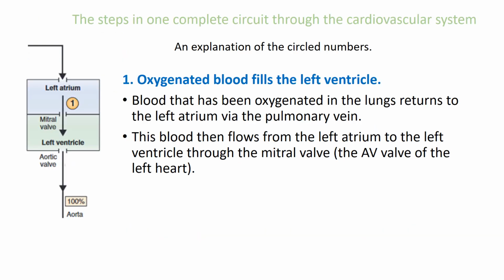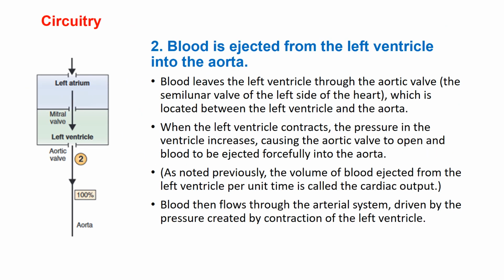Step 1. Oxygenated blood fills the left ventricle. Blood that has been oxygenated in the lungs returns to the left atrium via the pulmonary vein. This blood then flows from the left atrium to the left ventricle through the mitral valve, the AV valve of the left heart.